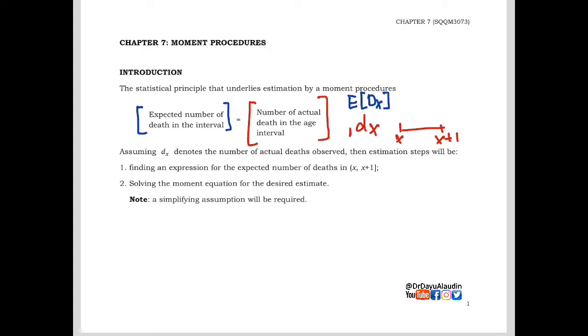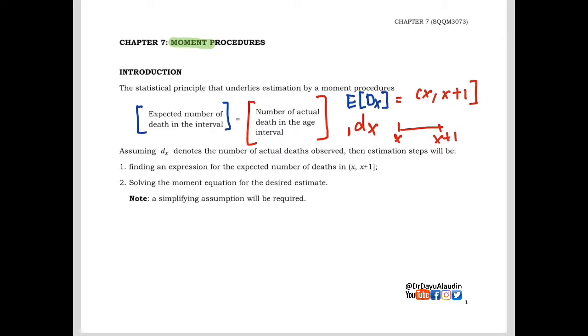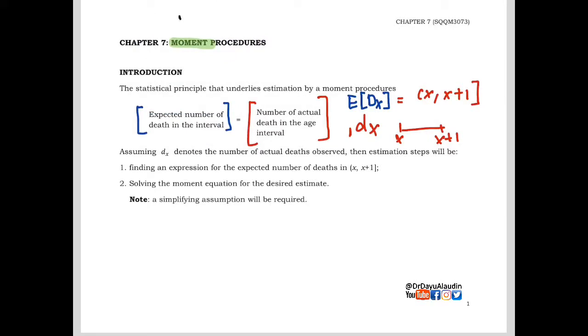Before this, in chapter 6, we already learned to estimate the number of deaths within the interval x and x plus 1. So we are comparing both the expected number and the actual number in terms of one interval. When we talk about moments, you can imagine that the notation would include the E. The first moment would be E X, the second moment will be E X squared. You are already familiar with that notation.